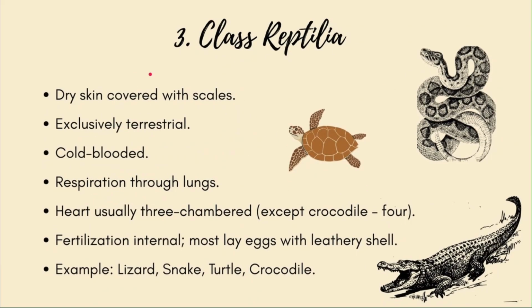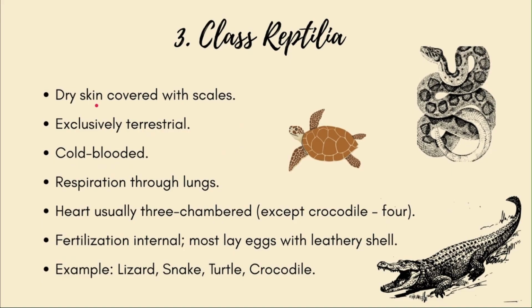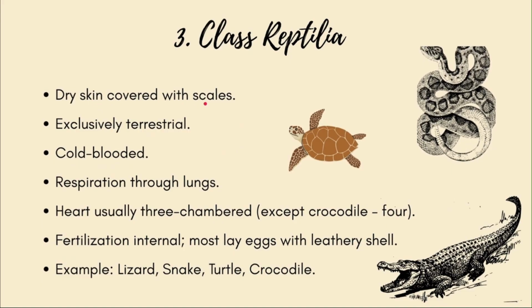Reptiles are completely adapted to life on land. Their skin is dry and covered with scales to prevent water loss. They breathe through lungs and are cold blooded animals. Most reptiles have a three chambered heart, but crocodiles have a four chambered one. They reproduce through internal fertilization, and their eggs have tough, leathery shells to protect them from drying. Common reptiles include snakes, lizards, turtles, and crocodiles.